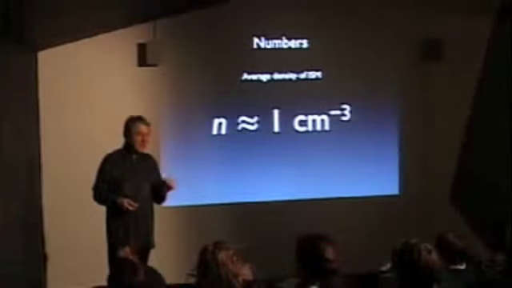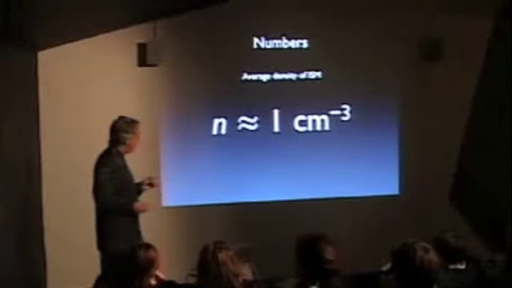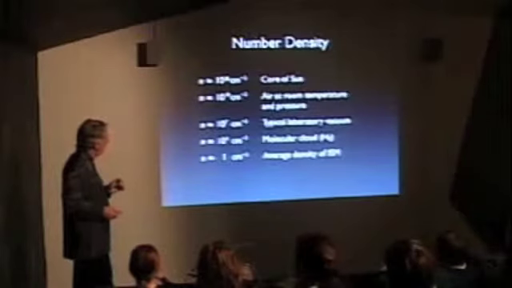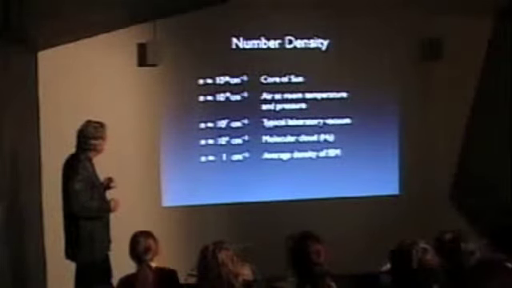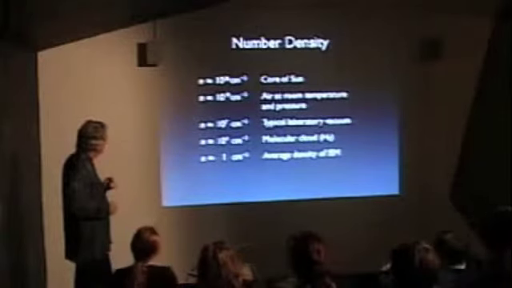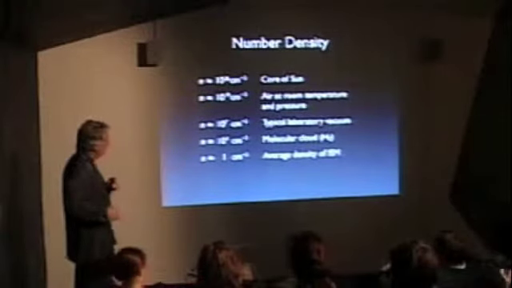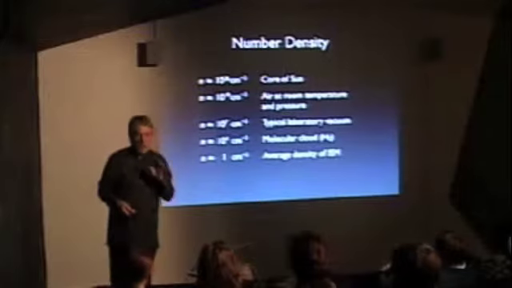It's much less than what we call a good vacuum. But the thing is, and here's a summary of these different numbers, from the core of the sun, the air in this room, all the way down to the interstellar medium. Although that doesn't sound like a lot, new stars come from the interstellar medium. All those single atoms per cubic centimetre add up.